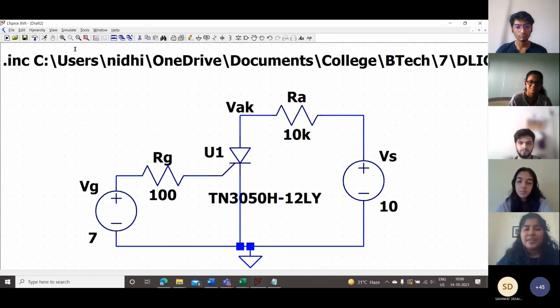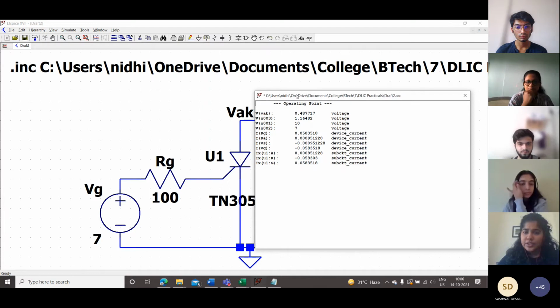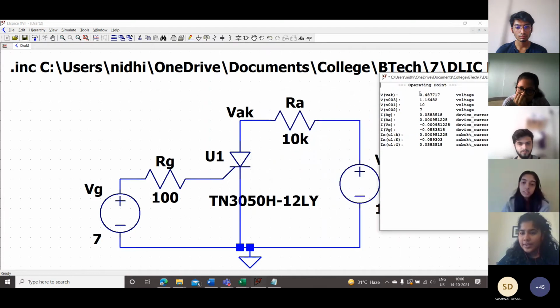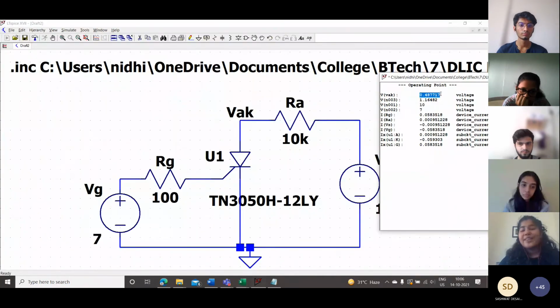All right. So now we're just going to go ahead and observe the readings for this. Our VAK is now equal to 0.487 volts, and I'm not going to stop asking this question until one of you answers. What can you infer about the SCR state based on our VAK value? Come on, guys. I literally explained this 2 minutes back.